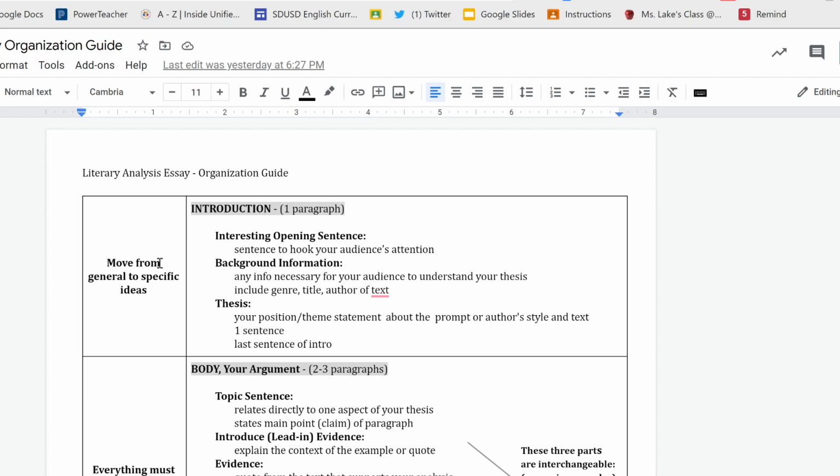Last, you include your thesis, so your introduction moves from general to specific. Remember to include the title of the text you are analyzing and the author's name.